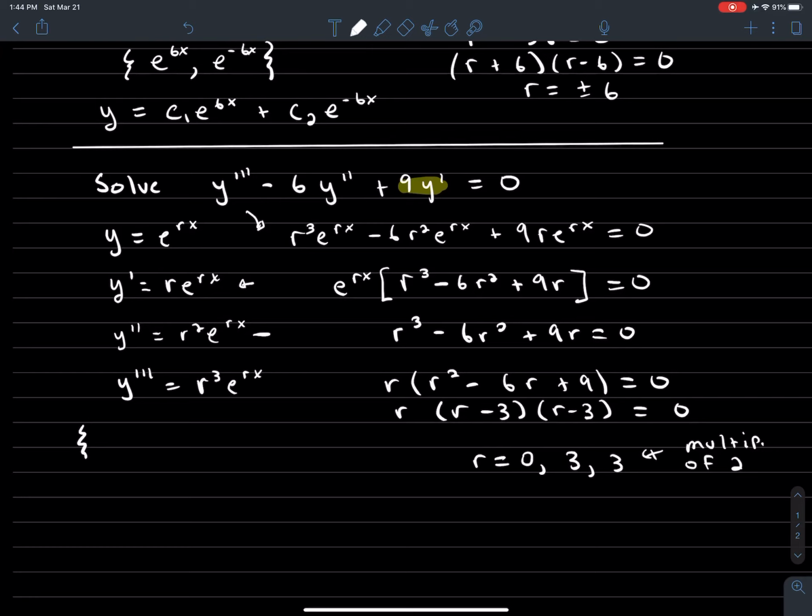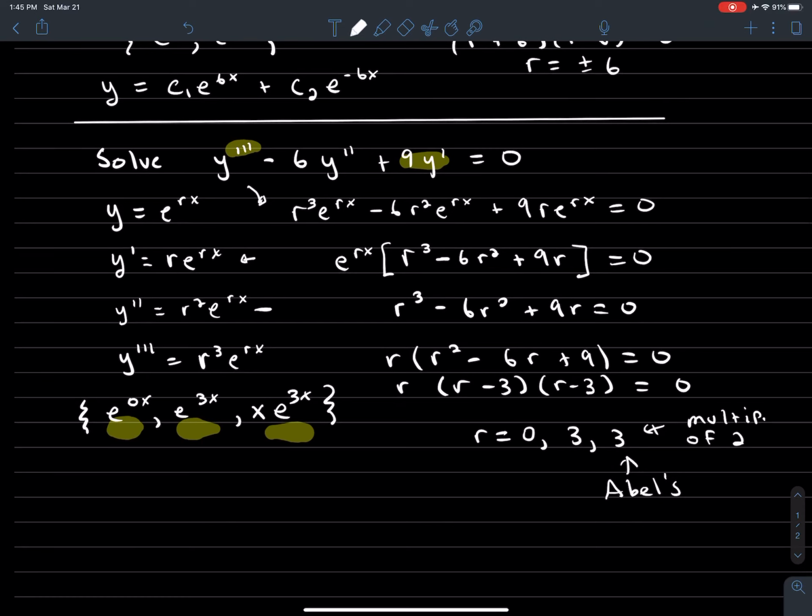My fundamental set will include e to the 0x. It will include e to the 3x. And then to make it independent, we could use Abel's formula. But we did that in general. In Abel's formula, in general, we add an x in front. And there we go. We have 3 independent solutions to our third order differential equation. And so to write that as a solution, e to the 0x, of course, is just 1. We'll just change that to 1.